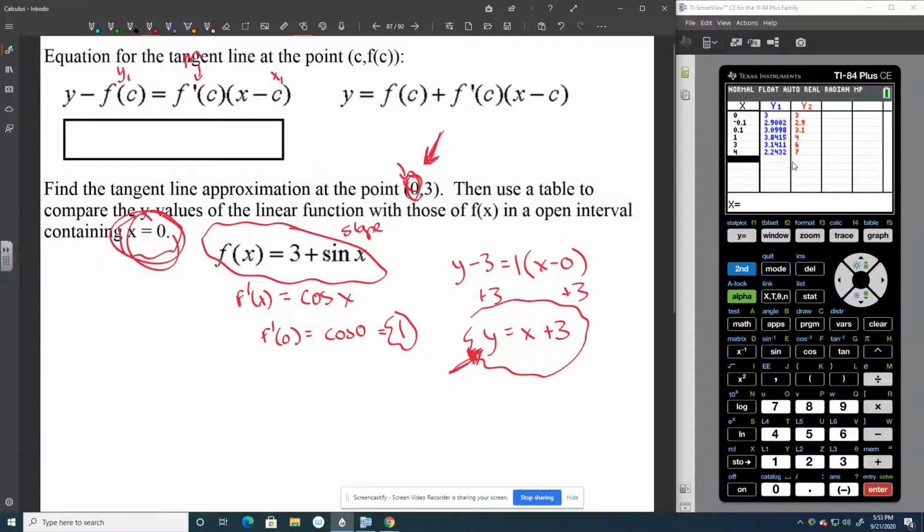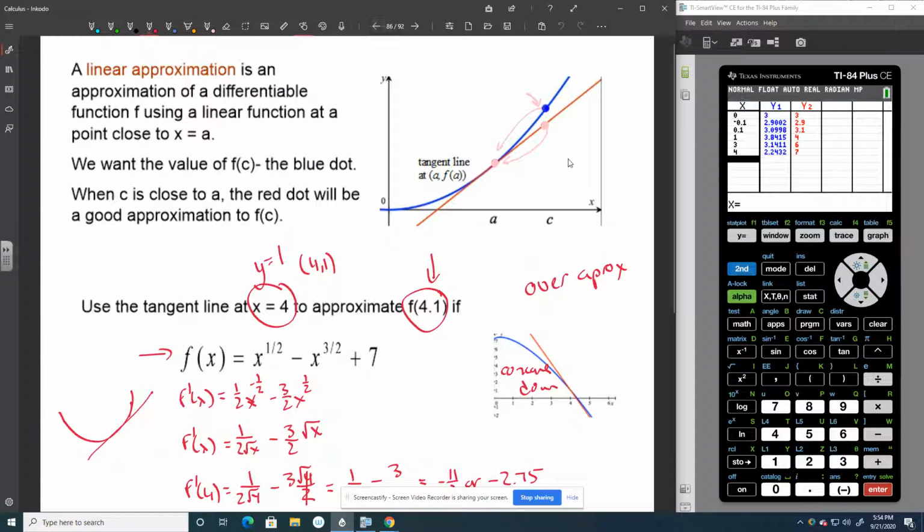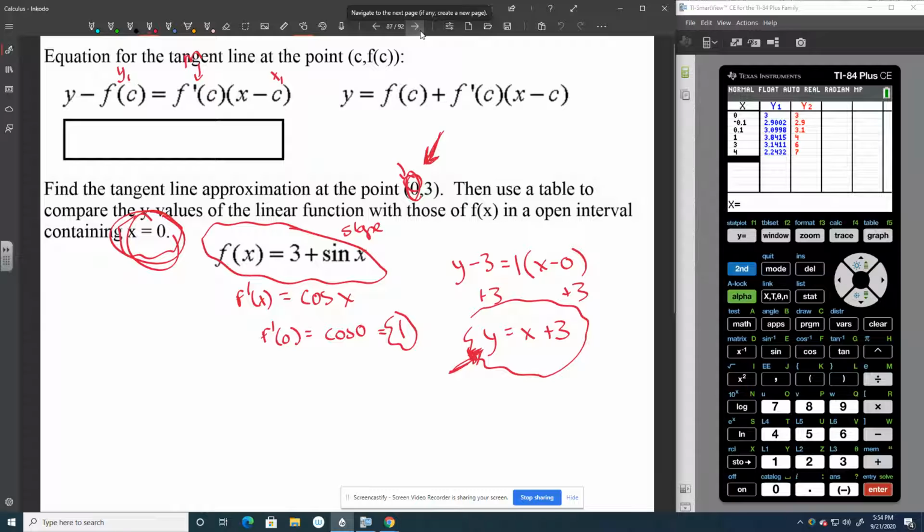The further I get from 0, the further apart my y values get, which makes sense. If you look at the graphs that we used before, as I get further and further away from this original point, my tangent line and my function are going to get further apart. Okay, so that's only a good approximation at that specific point.